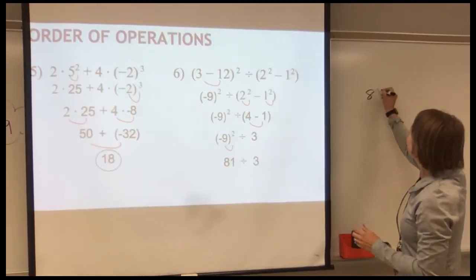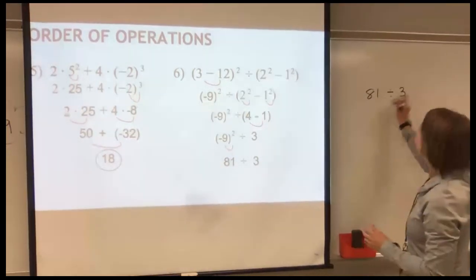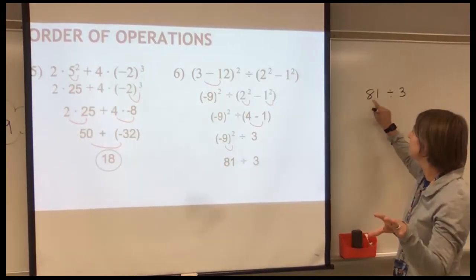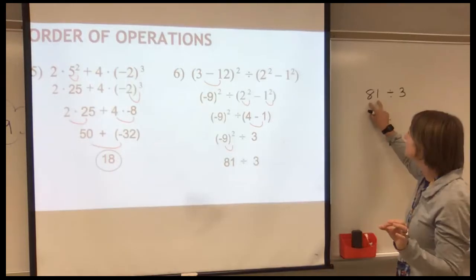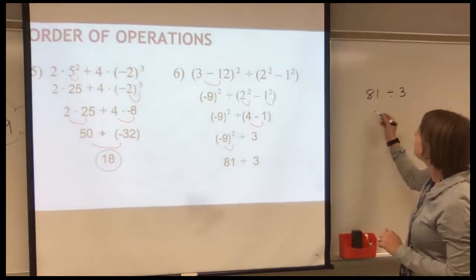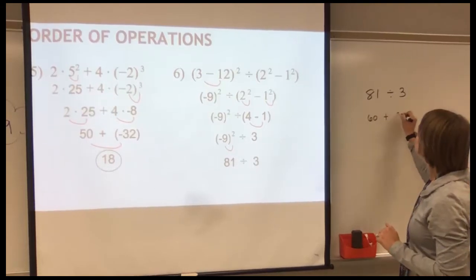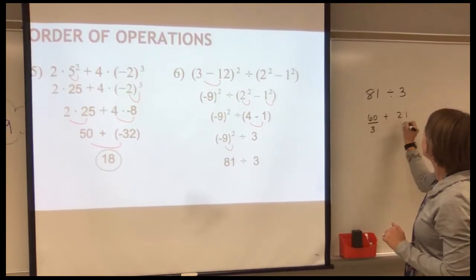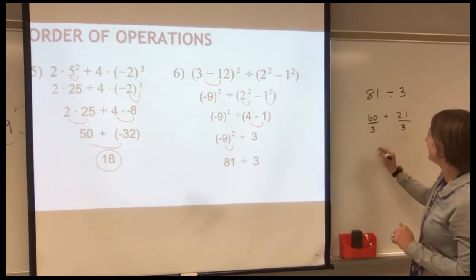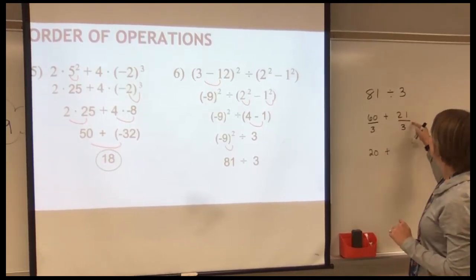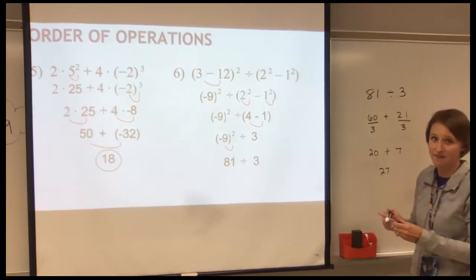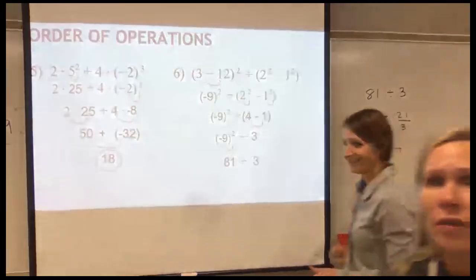So if I have 81 divided by 3, I am going to think my divisibility rules, which we are going to refresh you on soon. 8 plus 1 is 9. These digits create a multiple of 3. We have divisibility. I can break 81 up into 60 plus 21. 60 divided by 3 plus 21 divided by 3. 60 divided by 3 is 20, plus 21 divided by 3 is 7. You add those together, you get 27.